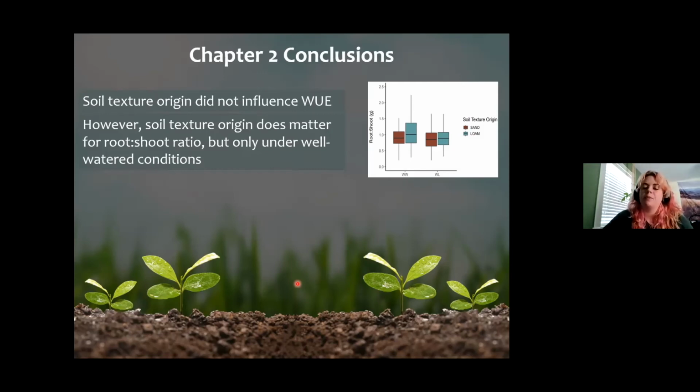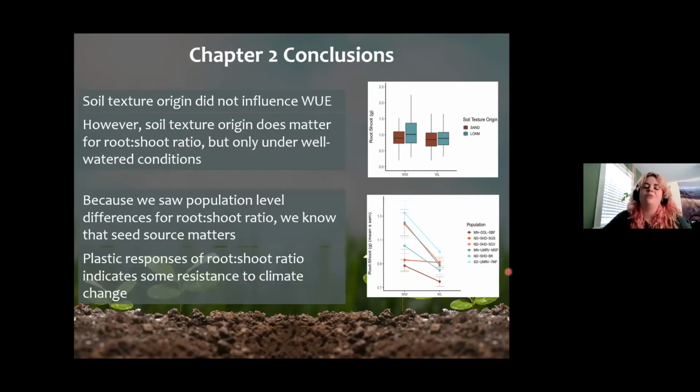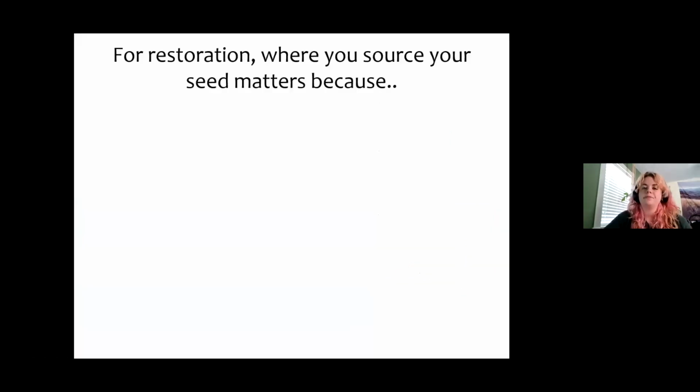and it may be different for other traits. We also observed that whether a trait is genetically controlled, environmentally controlled, or a combination of both, is trait specific. For water use efficiency, we didn't find differences in our population water use efficiency regardless of treatment. But for root to shoot ratio, we found both genetic differences and plasticity in the trait. Because we saw genetic differences in source populations, we can say that where we source our seed will impact the root to shoot ratio, and that plasticity in root to shoot ratio is important for restoration because it can potentially buffer populations against changes in climate.